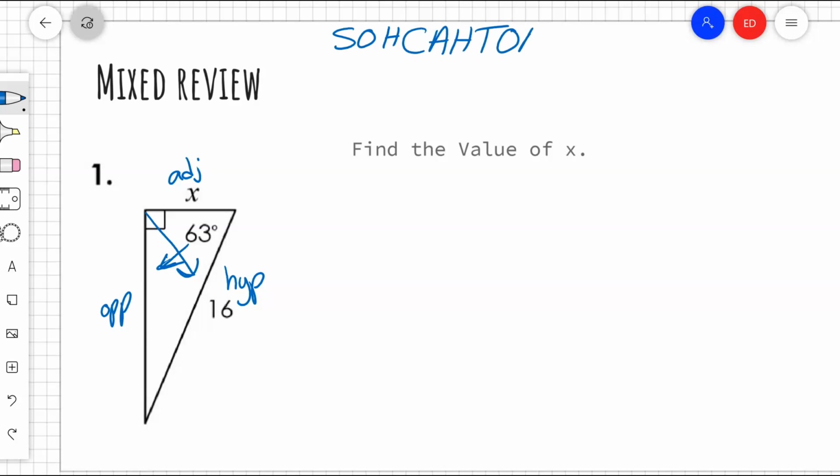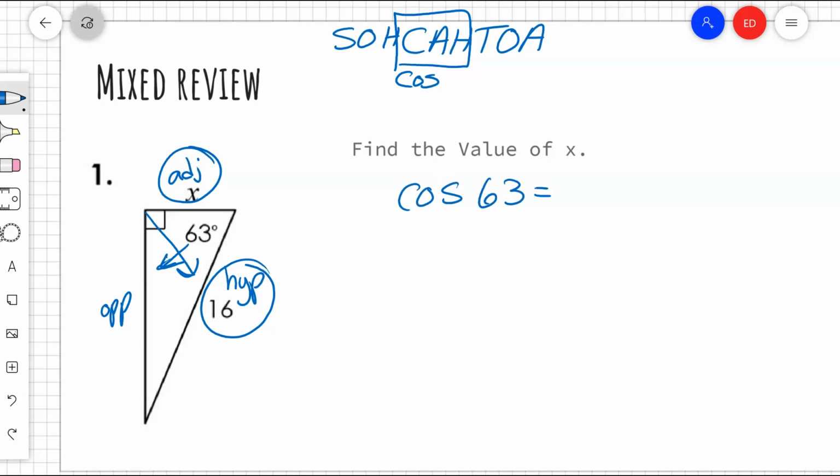So for this particular triangle, I'm given the adjacent and hypotenuse. I have to find the adjacent. So which one has adjacent and hypotenuse? It's going to end up being cosine. So cosine 63 equals adjacent, which is x, divided by hypotenuse. So we're using that ratio that we practiced on that last problem to set up the problem to be able to solve for x. The very next step is we're going to go ahead and multiply both sides by 16.